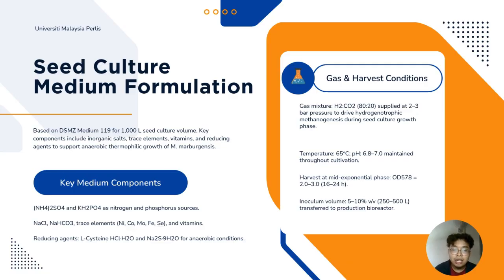A key component here is the inclusion of reducing agents like L-cysteine and sodium sulfite. These are critical to maintain the strict oxygen-free anaerobic environment that our organism demands for survival. The seed culture is grown under a specific gas mixture of 80% hydrogen and 20% carbon dioxide at a pressure of 2 to 3 bars. We harvest the culture at mid-exponential phase, which is when the cells are most active and ready to be transferred as an inoculum for the main production reactor.